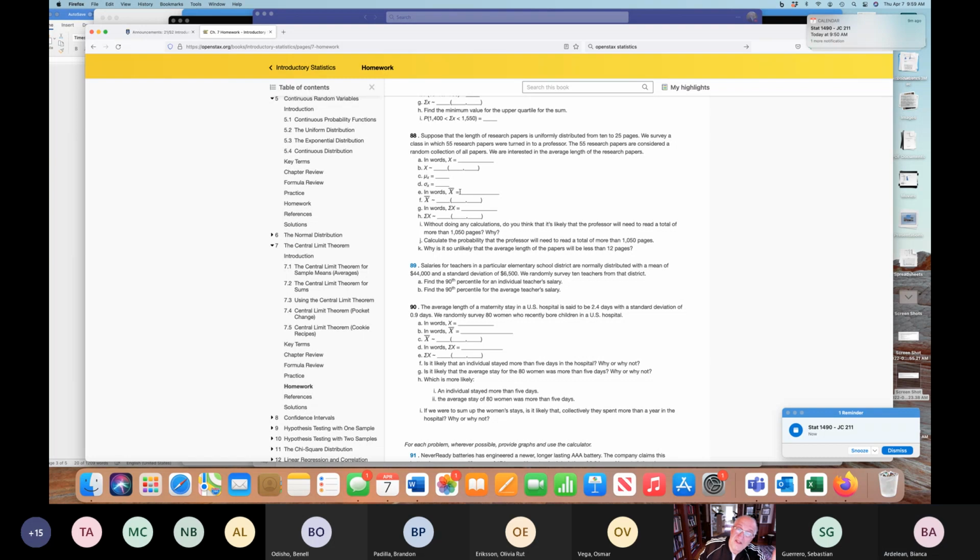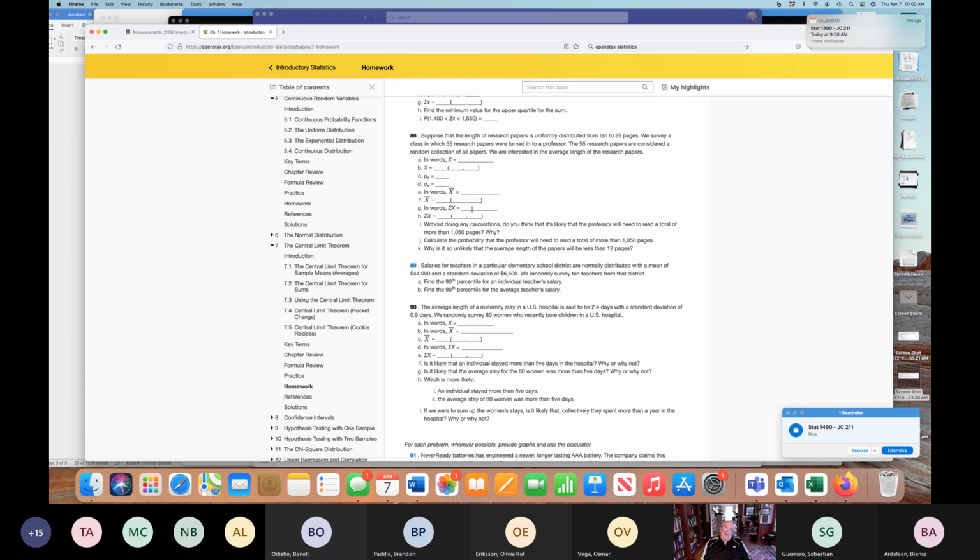So now X bar is the average length of research papers for 55 research papers that were turned into a professor. That's going to be normally distributed with the same mean as the parent distribution of individuals. So the same mean as in C, but the standard deviation is going to be what? No, I'm sorry. It's the same standard deviation as the individuals, but divided by the square root of 55, the sample size.